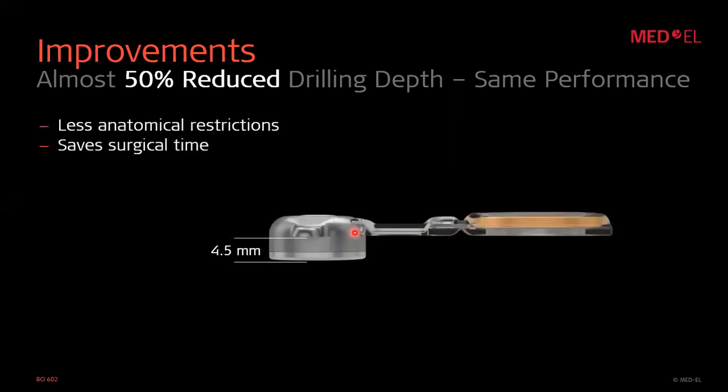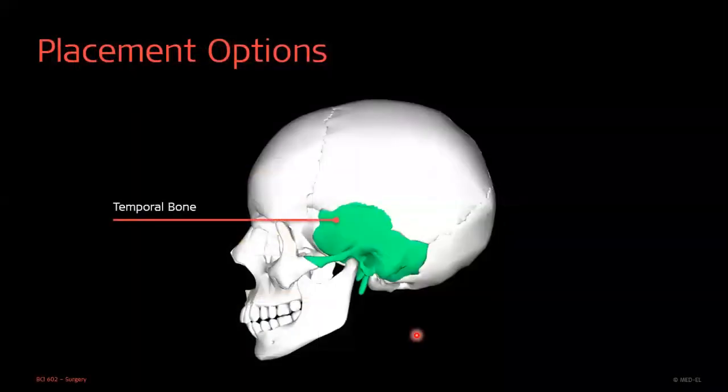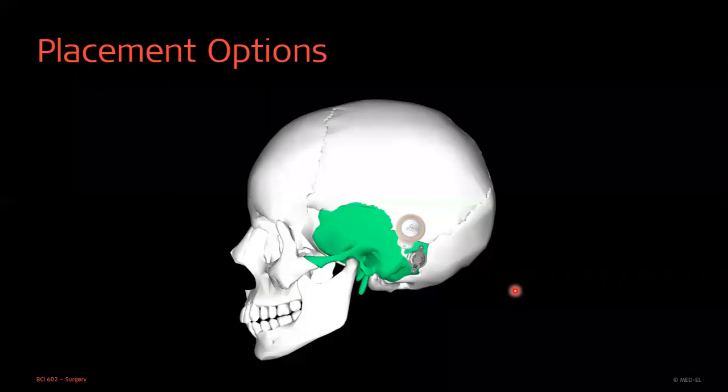So what are the improvements? The new PCI 602 requires almost 50% reduced drilling depths. And I have a very nice comparison here. Here is PCI 601 and this is PCI 602. So the bone conduction implant 601 requires a drilling depth of 8.7 millimeters, while in the new version we need just 4.5 millimeters. So it's almost half, and this makes it possible for the surgeon to place the FMT, or floating mass transducer, in any place of the temporal bone, not like the old version, just in the mastoid. So it gives much more flexibility to the surgeon, and also makes the surgeon confident enough to be far away from the dura and the sigmoid sinus.